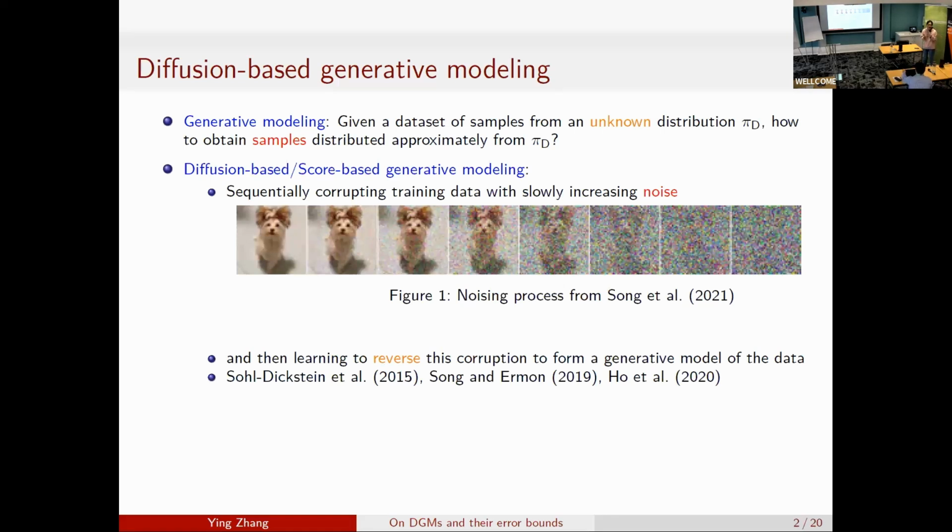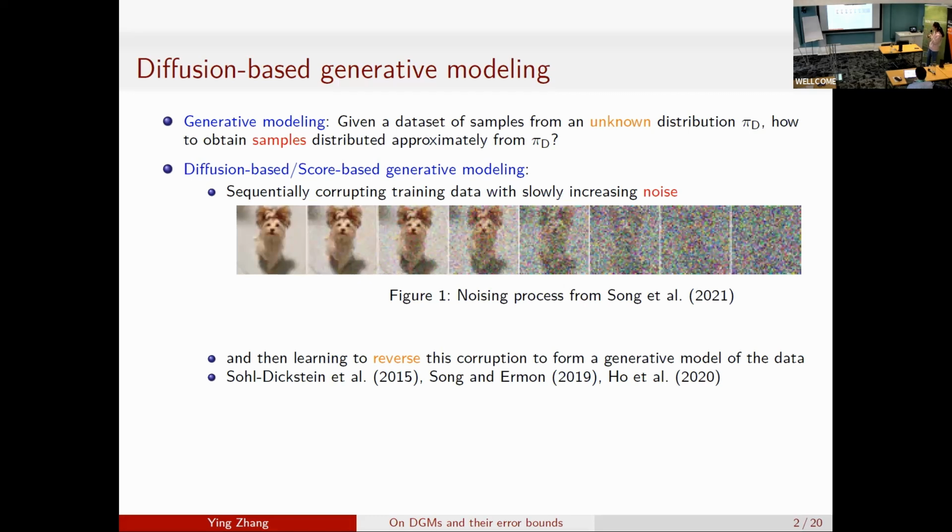As discussed in the first week by Arnold and Valentine, in the literature there are many ways, VAE and energy-based methods, but here we focus on the very popular diffusion-based or score-based generative modeling. This is a picture from the paper by Song et al. There are two procedures. The first procedure is to sequentially corrupt the data set with slowly increasing noise, so at the end of the day, we have some simple Gaussian noise. This is the first step.